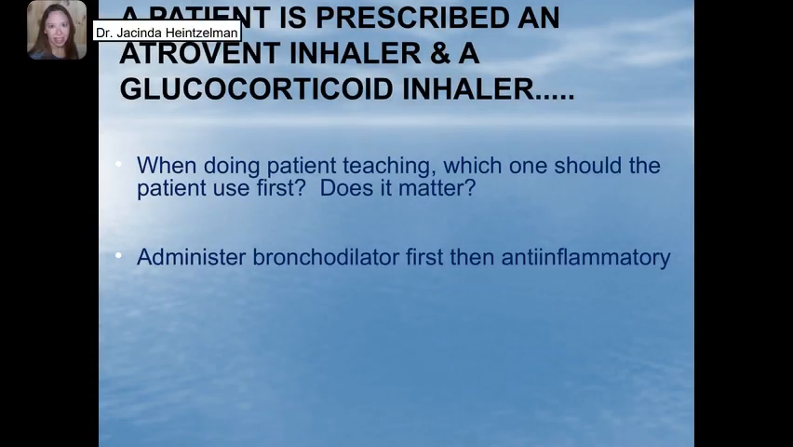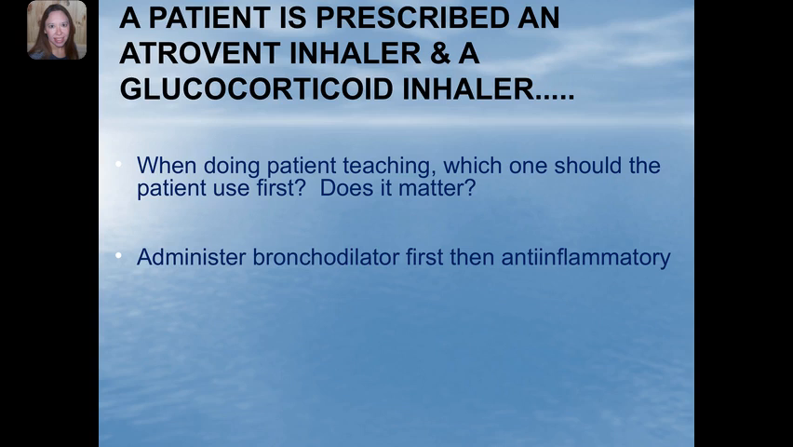Our patient with asthma is going to be prescribed a bronchodilator and a glucocorticoid. When it comes to being prescribed an Atrovent inhaler and a glucocorticoid inhaler, they're going to have two different inhalers. When it comes to patient teaching, which one should the patient use first? Is it really going to matter? Well, it actually does matter.